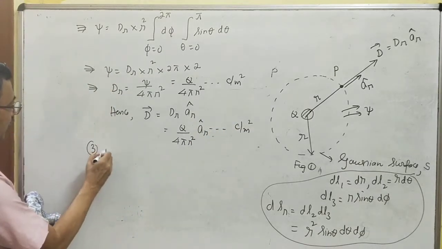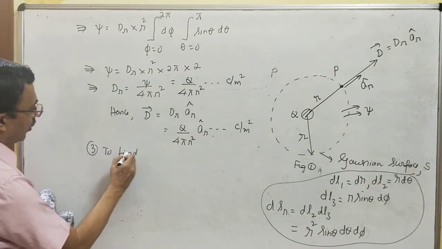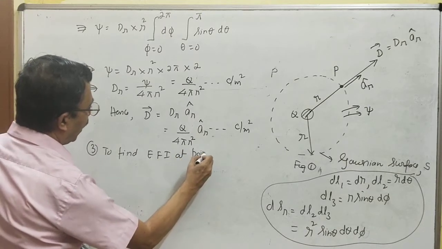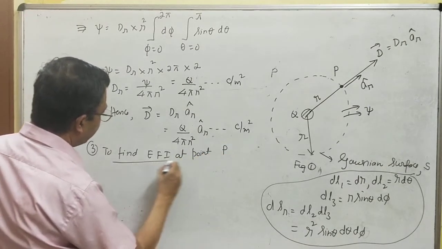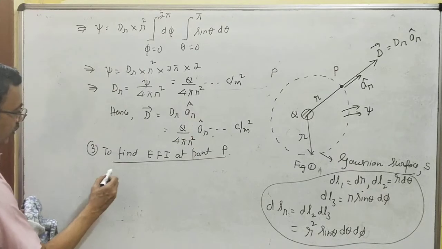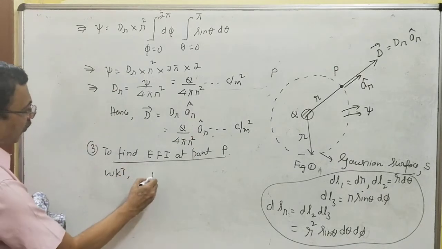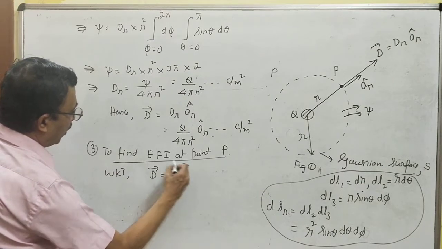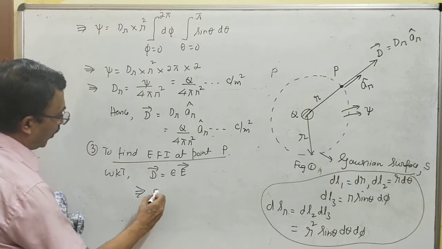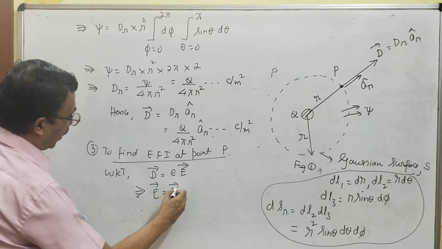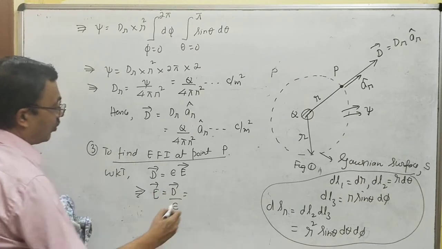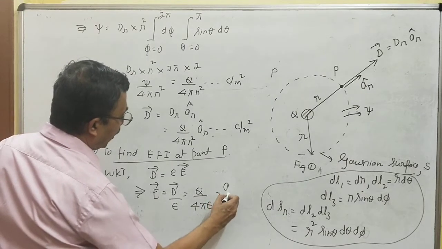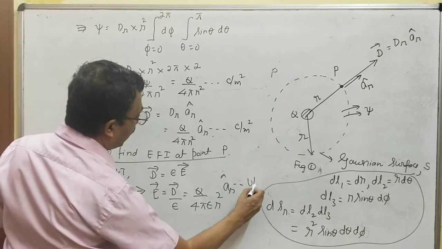Third step, to find electric field intensity at point P. We know that vector D is equal to epsilon into vector E. This implies vector E is equal to vector D divided by epsilon, which is equal to q divided by 4 pi epsilon r square into ar cap. Unit is volts per meter.